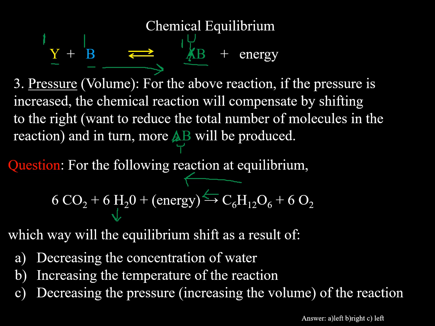If we increase the temperature, it's going to shift to the right because we have extra energy on the left side. And the last one, if we decrease the pressure, it's going to shift to the left. If we decrease the pressure, we increase the volume, and we have more molecules on the left side, 12 molecules on the left side versus 7. It's going to shift to the left to compensate for that. It's going to make more molecules.